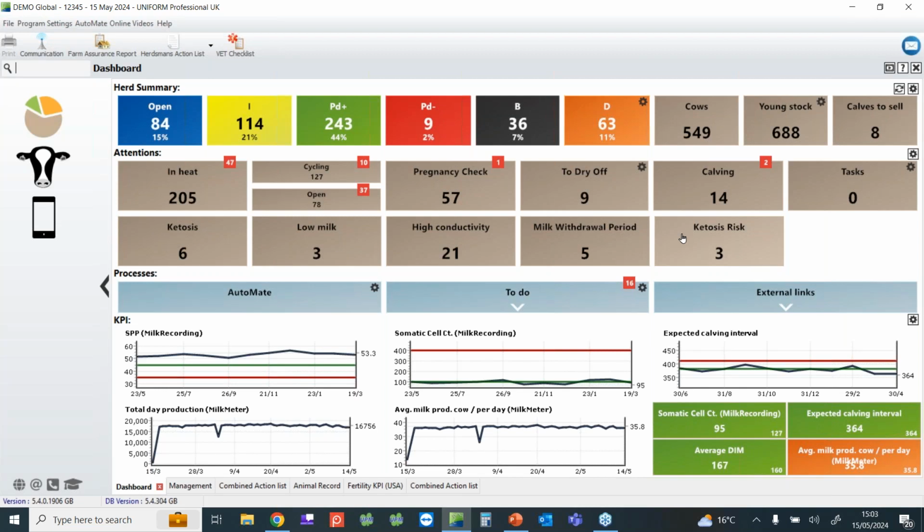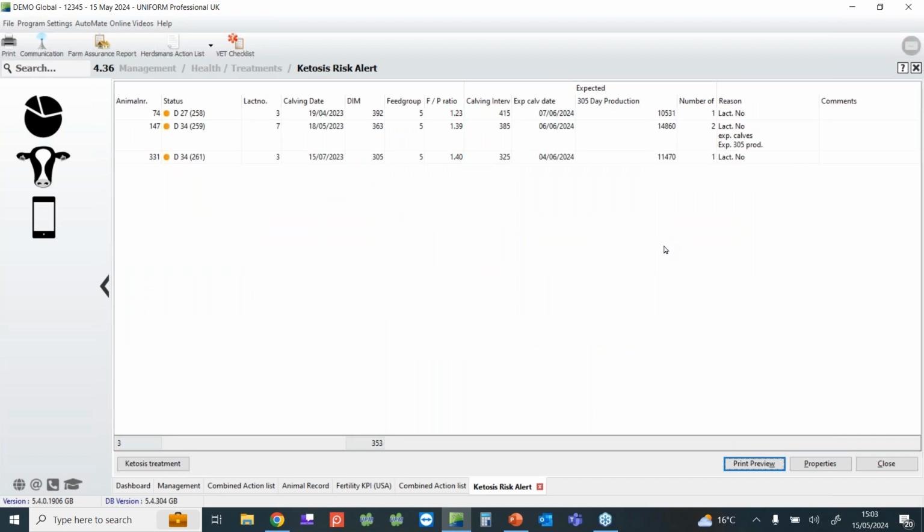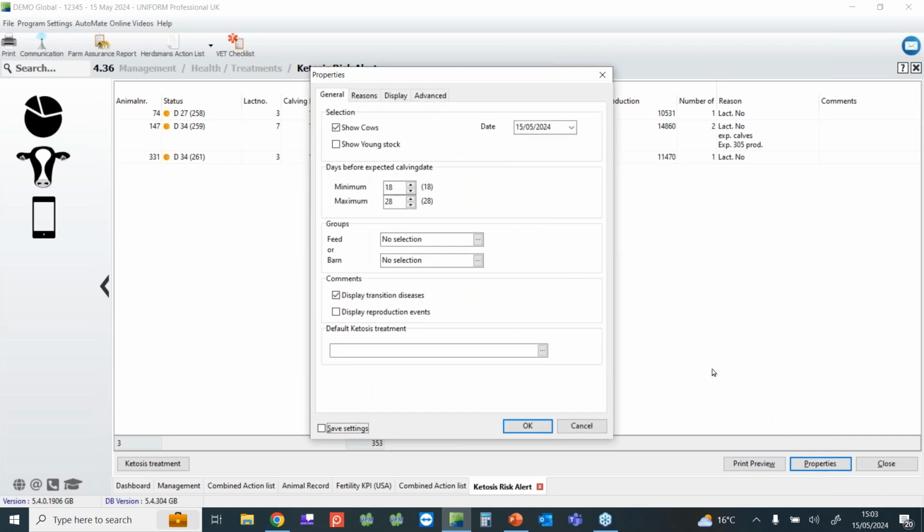With Uniform, really, if you want to go and look more deeply at a report, generally off the dashboard, we can just click. So if we click here, this will take us into the reports. So these are the 3 cows that we're highlighting. And again, with Uniform, if you want to look at what's behind the reports, we would go down to properties. And in properties there, we can see the days before the expected calving date when the animals are going to appear, and they will fall off the list when they go past that selected period.